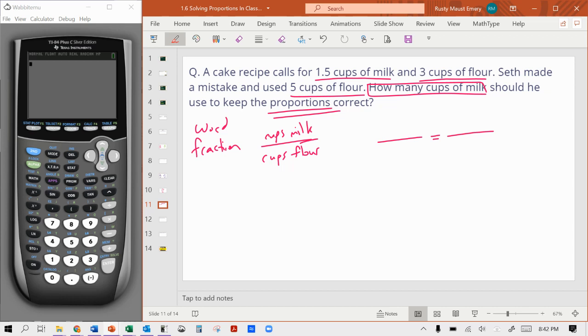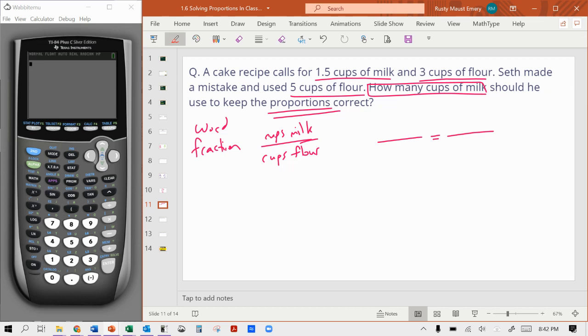So actually writing that down will help you make sure you have your two ratios correctly aligned to set up and solve your proportion. You could have flipped that around. It really does not matter. You could have flour on top, milk on bottom. But I just kind of went in the order of the information given.